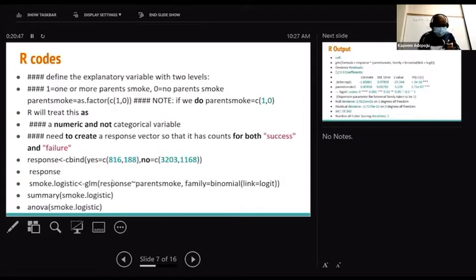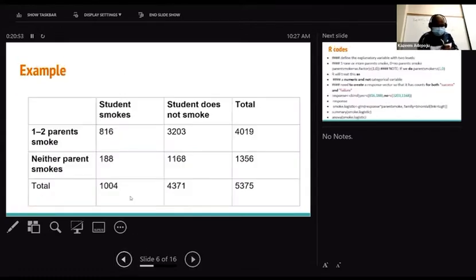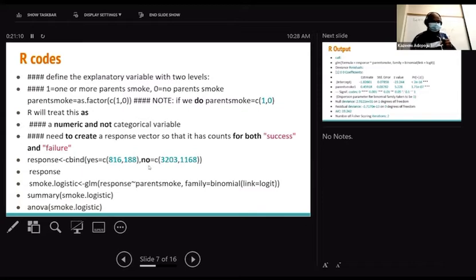So now you're basically going to write, as you can see, 816, 188. If you come back here, 816, 188. Look at that, 816, you're going to go column-wise. Look at the way I go: 816, 188, then 3203, 1168. That is what I have here. Do you see what I have here now?